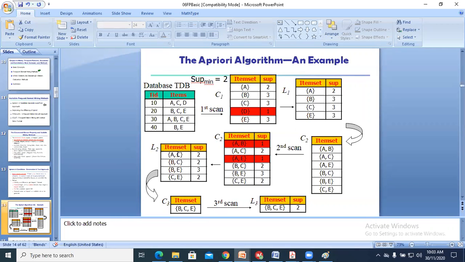Also, we have BCD. BCD is also not in the list, so it is already pruned. Because D is pruned, we will not take it as a candidate. So from this frequent list, the only pattern we have in the candidate list is BCE, and the minimum support is 2.